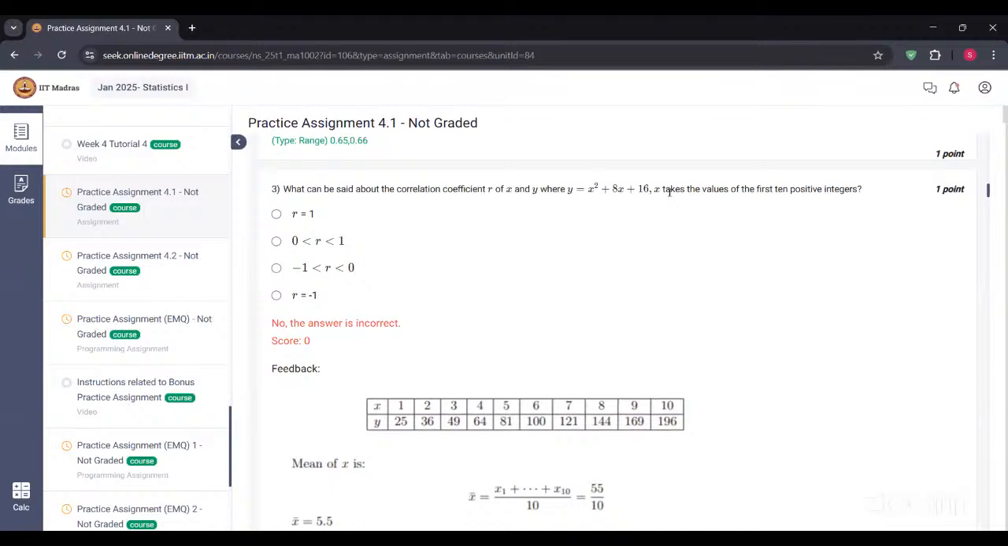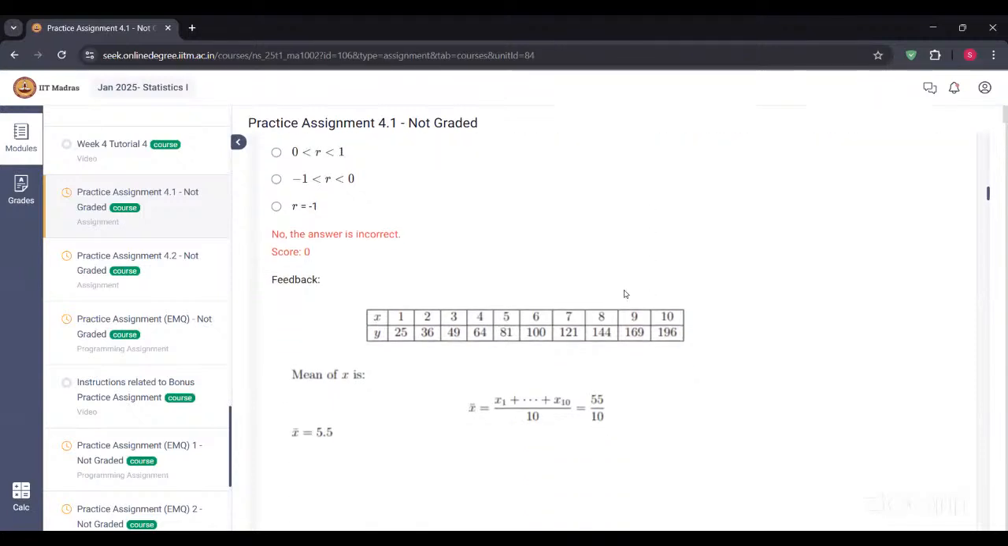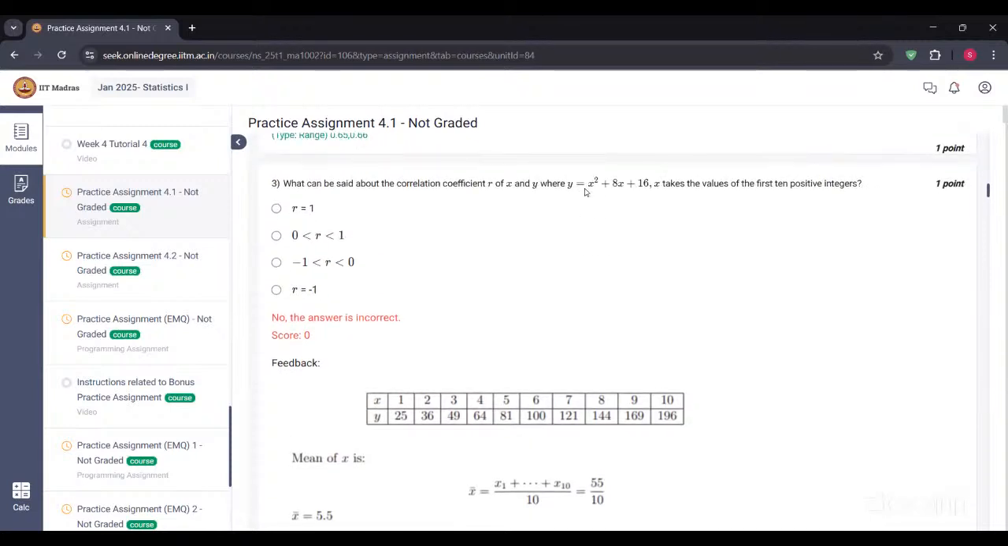Y, where x takes the values of the first 10 positive integers. So this is the relation between y and x. Y is represented as x square plus 8x plus 16, and x is the first 10 positive integers. First of all, we have made a table here. X is taking all the 10 values, and by putting the values of x here, we are getting the values of y.